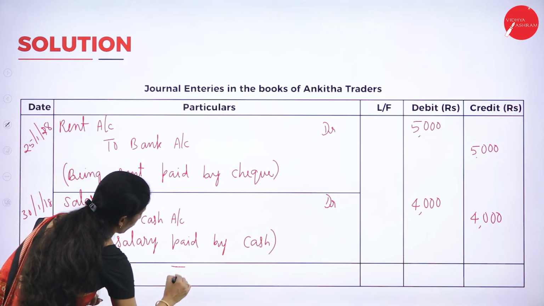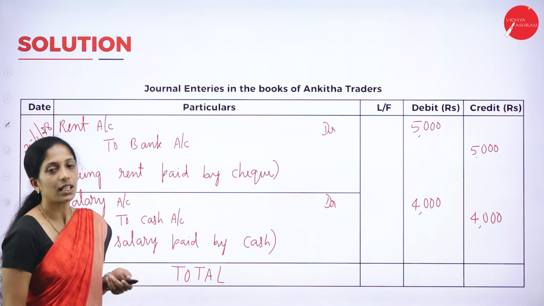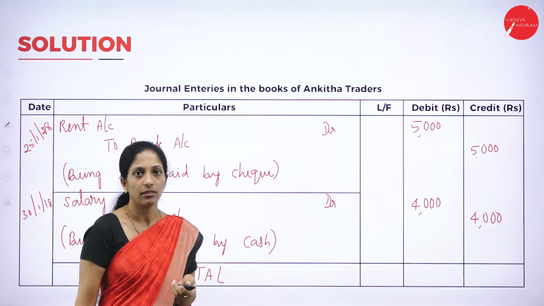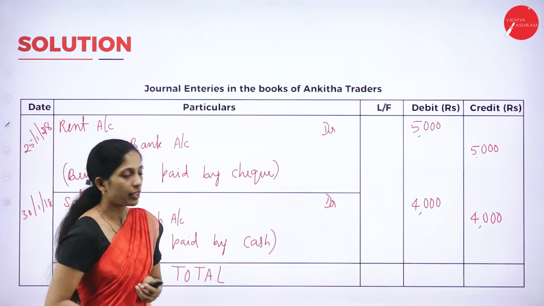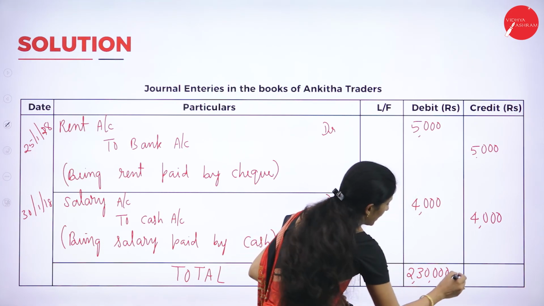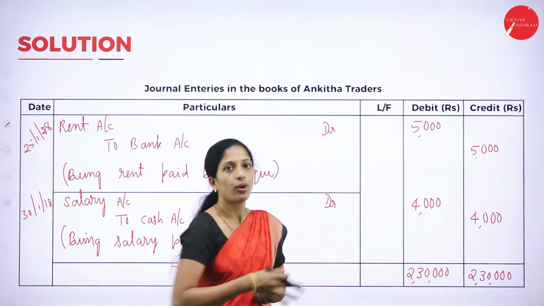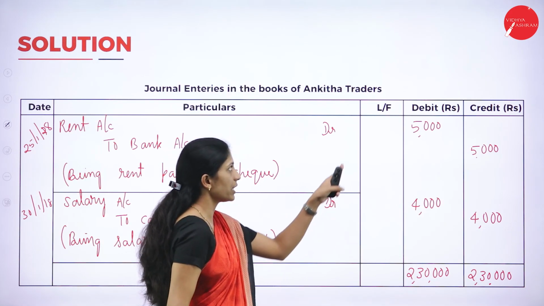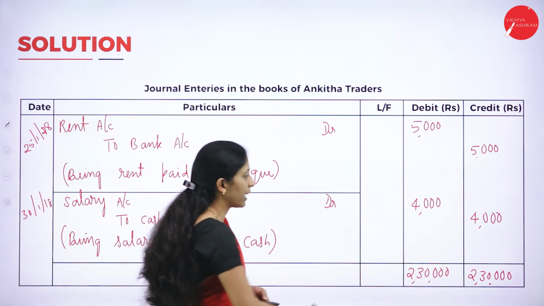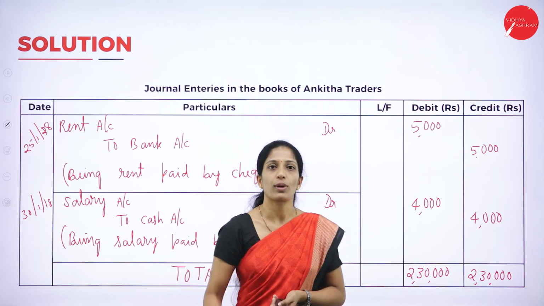Next we have to total. So total all the debit as well as all the credit column of the journal entries. So let us see what is the total. If you total both the debit column and credit column, you will get 2,30,000 in the debit and 2,30,000 in the credit. From the first journal entry to the last journal entry, you have to add all the debit column and all the credit column, so that both debit as well as credit column should be same. It is 2,30,000 and 2,30,000.